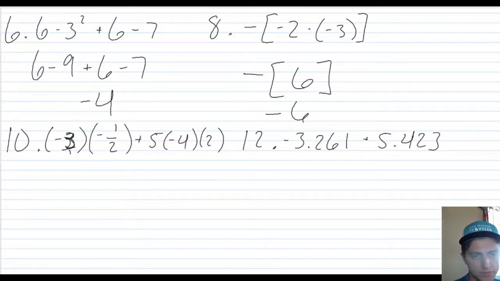2 negatives make a positive, which means we're just working with 3 over 2. Over here we got 5, positive 5 times negative 4 times 2.